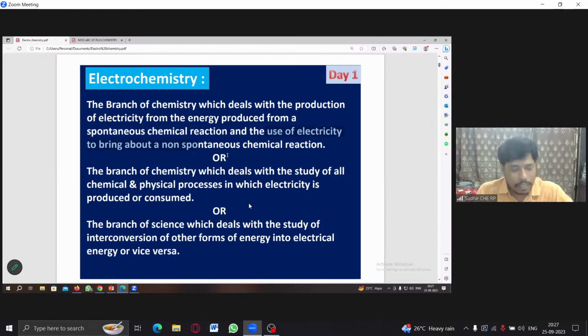So here, if you understand these two parts of the statement, these two are vice versa, I can say. In one way, we are going to produce electricity from chemical reactions which are spontaneous in nature. And in another way, we are going to make a chemical reaction happen, which is non-spontaneous, by using electrical energy or by using electricity. So these two different kinds of studies we are going to do in electrochemistry. That is a branch of chemistry which deals with these two important areas of study.